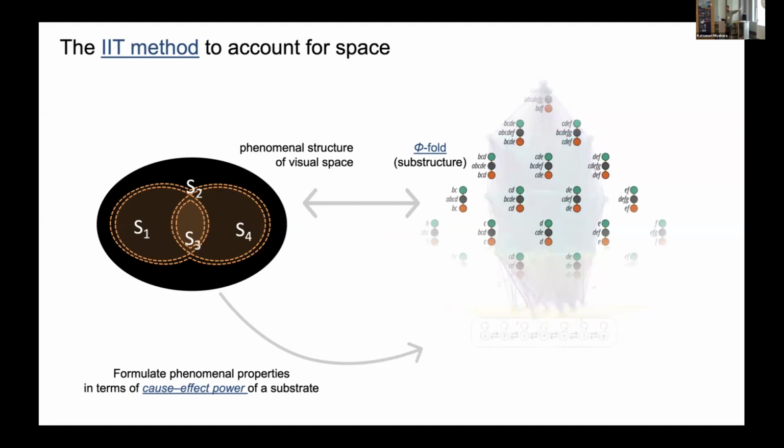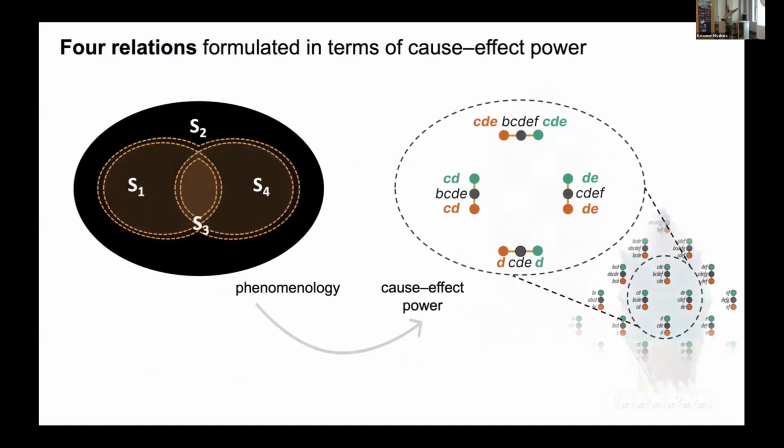So you can look at the distinctions in this case, and they follow a pattern. Every distinction specifies a cause and an effect over the same elements. So I take distinction B, C, D, E. It specifies a cause in red over CD and an effect in green over CD as well. And this pattern is repeated throughout the structure. So here I zoom in on just 4 distinctions. Again, causes are in red and effects are in green.